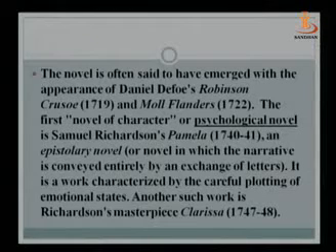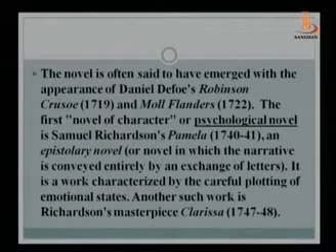Right, very right. So let's move further and look at the history of the novel in closer detail. The novel is often said to have emerged with the appearance of Daniel Defoe's Robinson Crusoe in 1719 and Moll Flanders in 1722.